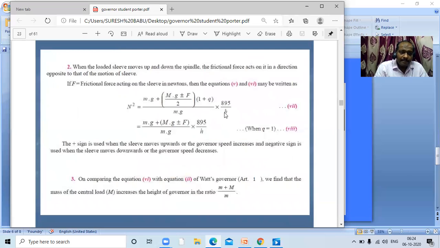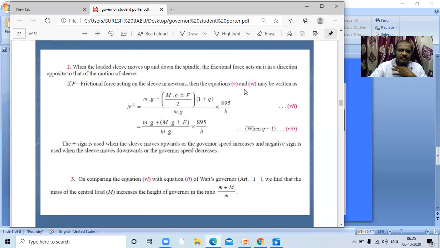Next, when the loaded sleeve moves up and down the spindle, the frictional force acts in a direction opposite to that of the motion of the sleeve. So obviously it happens. There are two forces: one is the active force and the other is the reaction force, the normal force. The forces acting on the sleeve are in newtons.